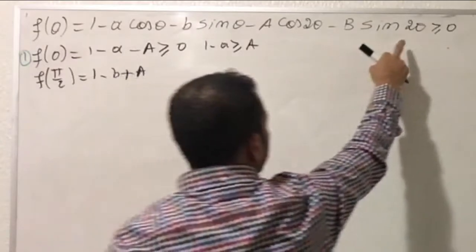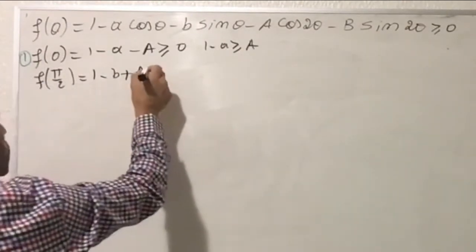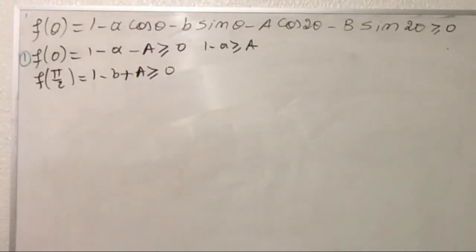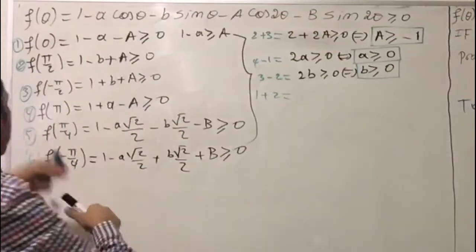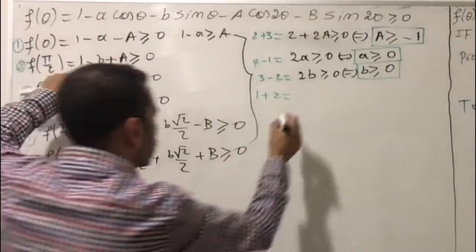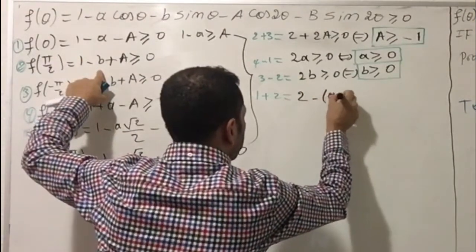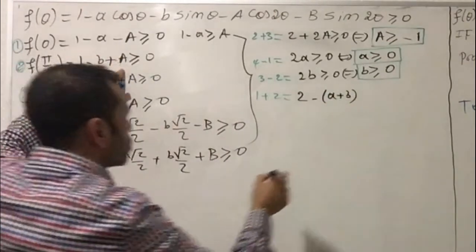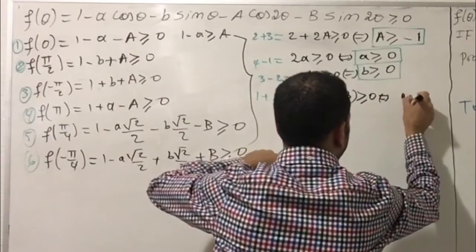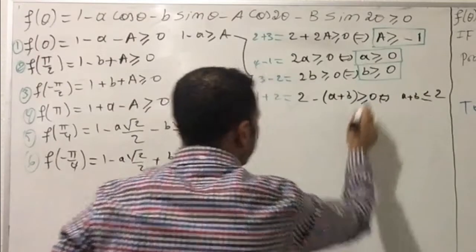Sine of 2 multiplied by pi over 2, which is sine of pi, equals 0. So you'll have this inequality. This is inequality number 2. Inequality number 1 plus inequality number 2: adding, 1 plus 1 equals 2, minus a minus b, that means minus a plus b, superior or equal to 0. Equivalently, a plus b inferior or equal to 2.